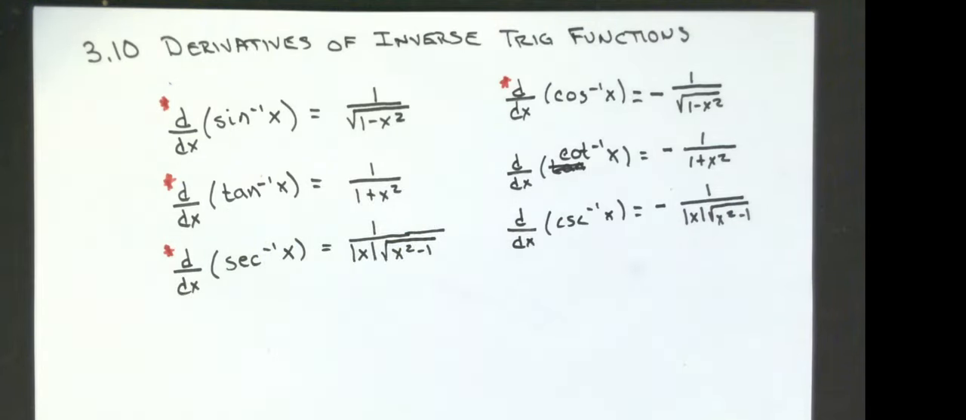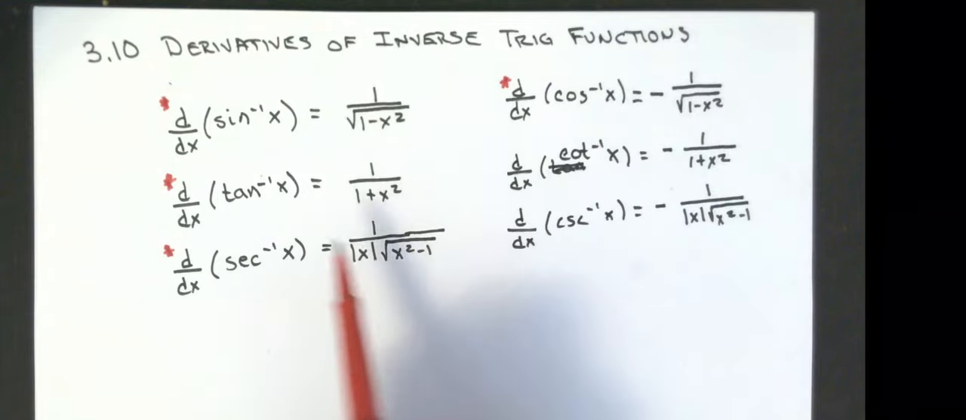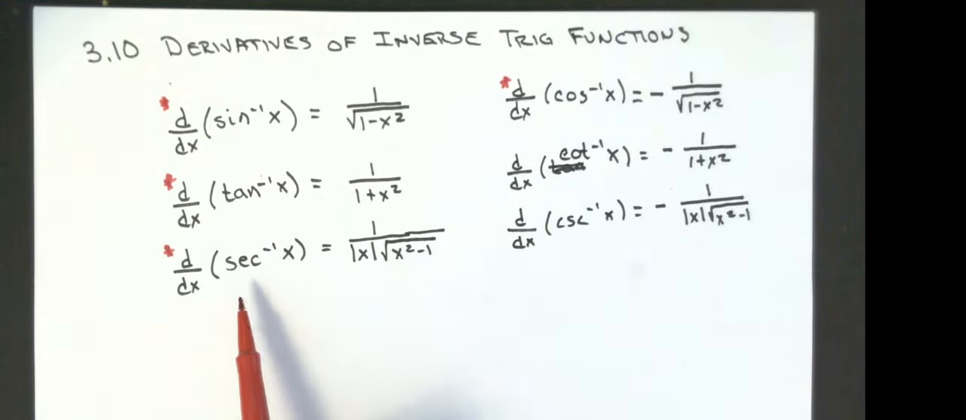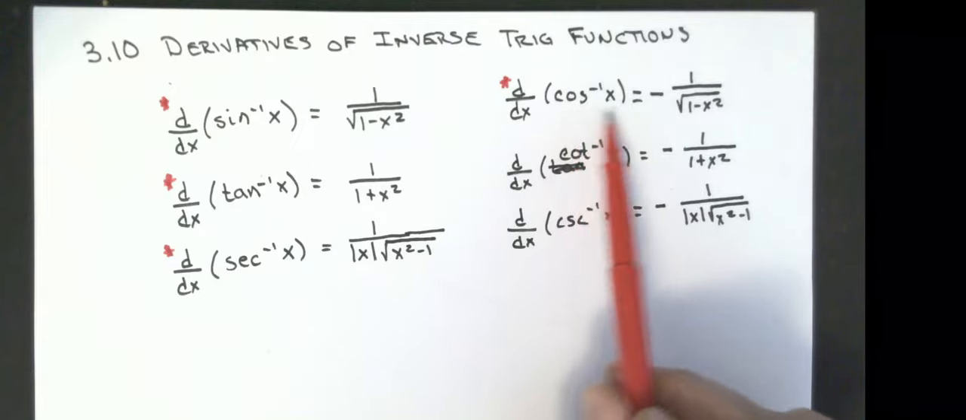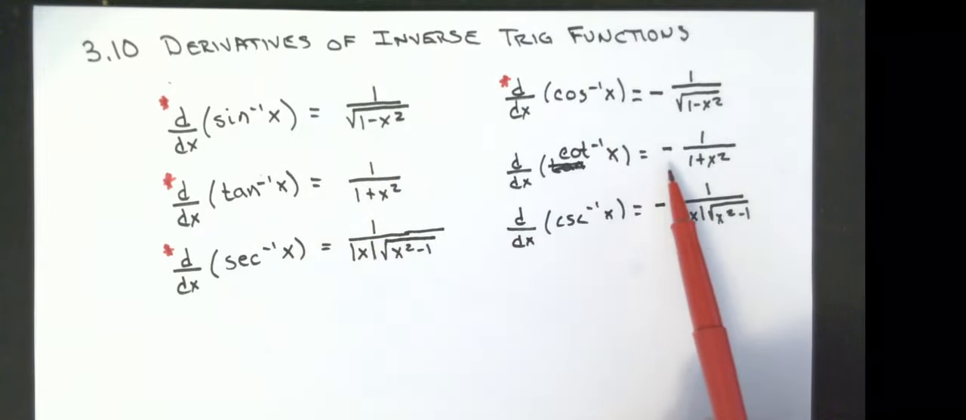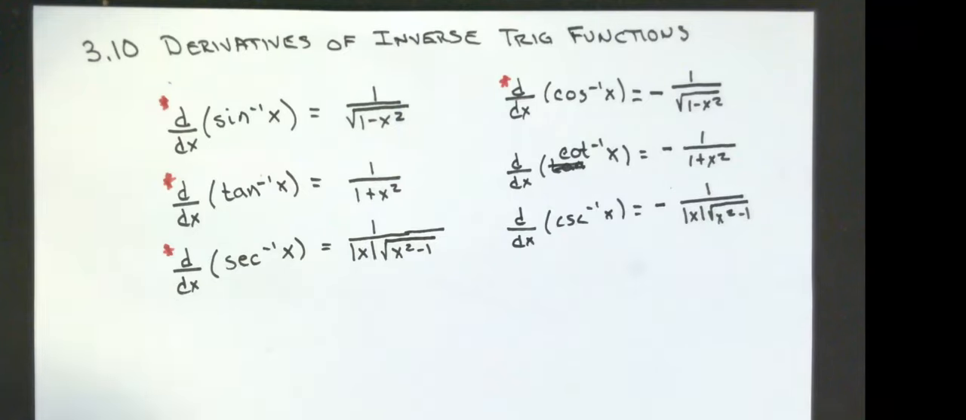What I want to point out here is that if you are into memorizing them, and these are not any that are memorized for your benchmark test, if you know the left-hand column, the inverse sine, inverse tangent, inverse secant, the derivatives of their cofunctions are the same as the derivative of the function with a minus sign put out in front.